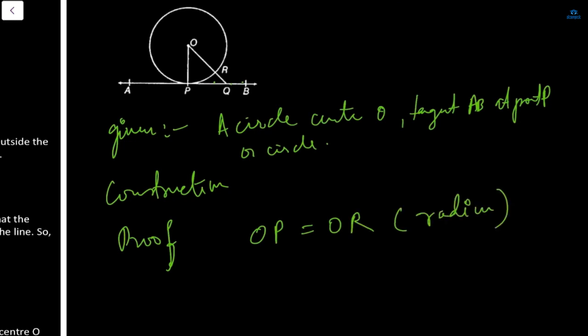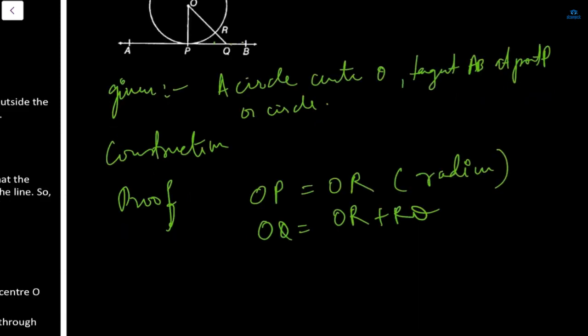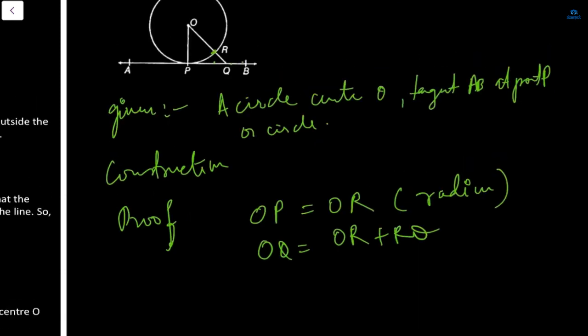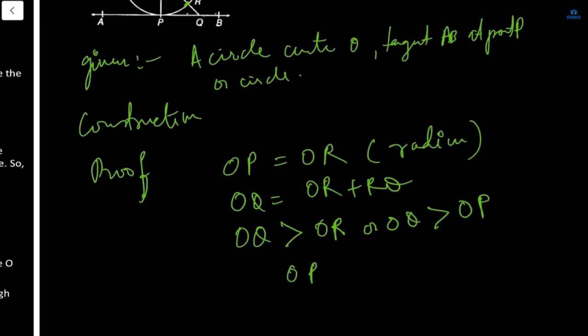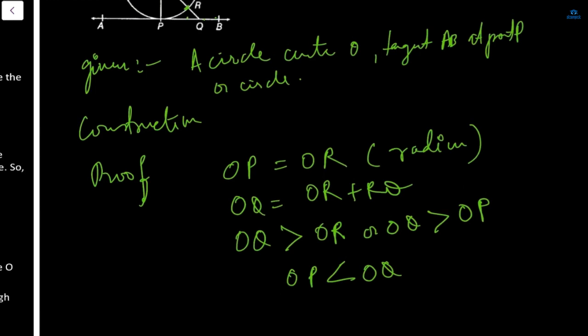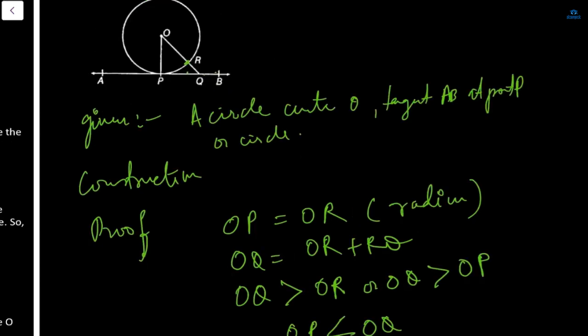Yes, and OQ, what will it be? It will be OR plus RQ. If we look at OQ, it is made of both these lines together. That means OQ is greater than OR. Or you can say that OQ is greater than OP, or OP is less than OQ. Then you can say that OP is the shortest among all the segments joining the point O to any other point on AB. And the shortest distance is called the perpendicular distance from the point to the line.